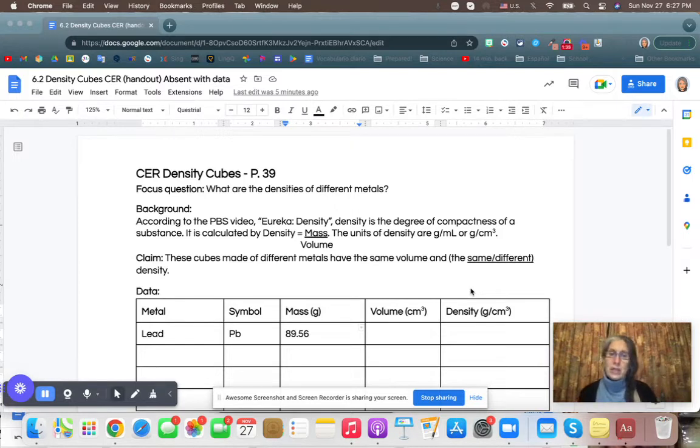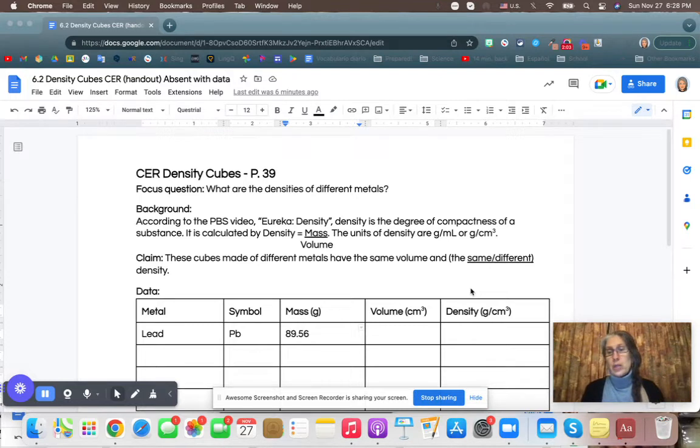Then you're going to circle the claim that you think is correct at this point, before doing the experiment. The claim is: these cubes, made of different metals, are all the same volume. Do they have the same density or different density? So you're going to circle the one that you think is correct.